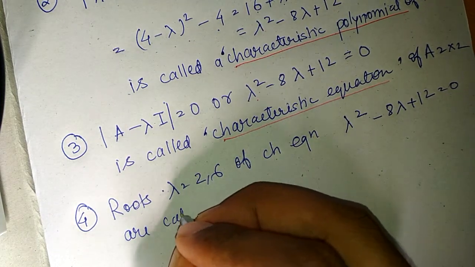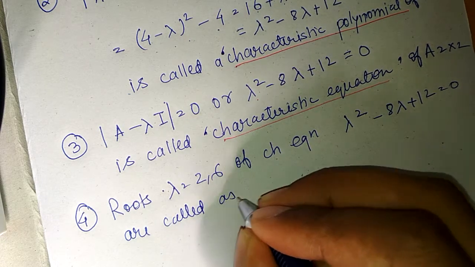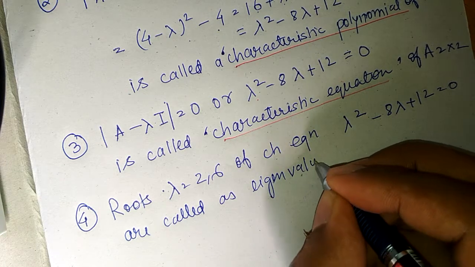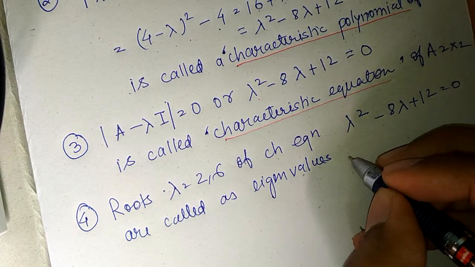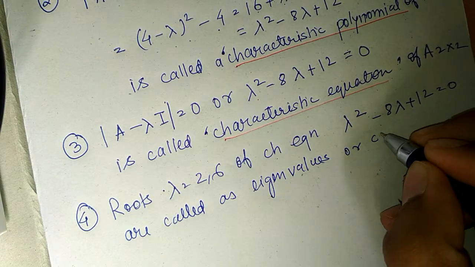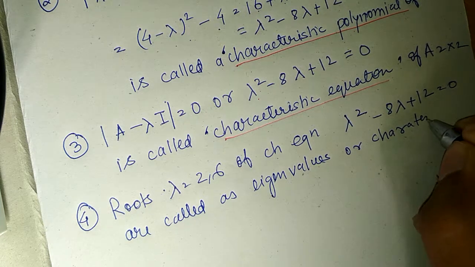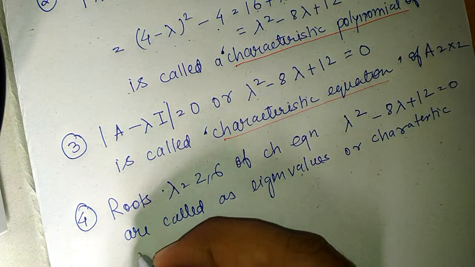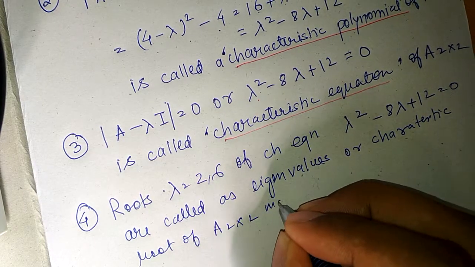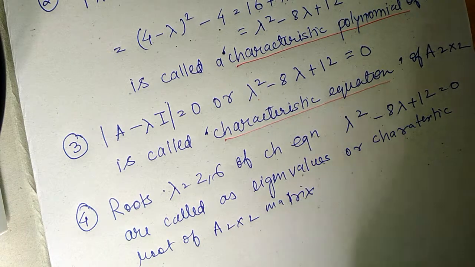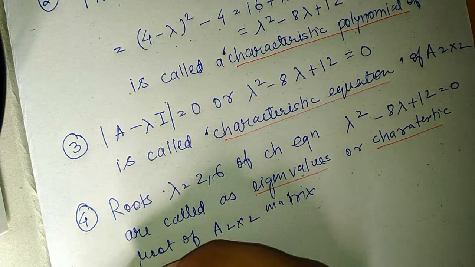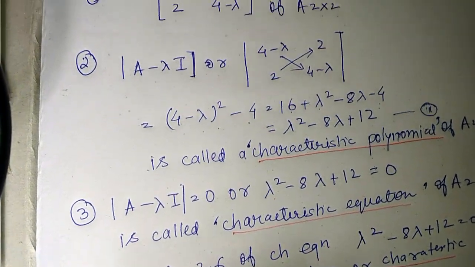are called your eigenvalues, or the other name for it is the characteristic roots. That means the roots of the characteristic equation are the characteristic roots of the 2 by 2 matrix A. So these are eigenvalues or the characteristic roots. So we will go through it once more.